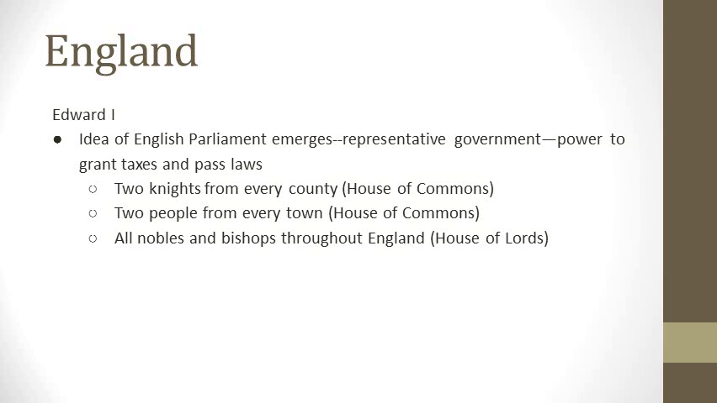Edward I is the king when the idea of the Magna Carta and the limited power of the king goes a step further, and the English Parliament is created, and it works like a representative government that has the power to grant taxes and pass laws. So two groups were formed to represent the views and ideas of the people in England.